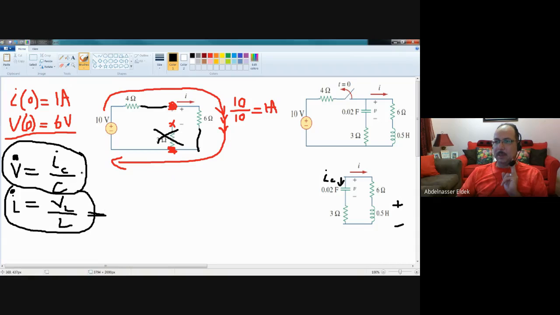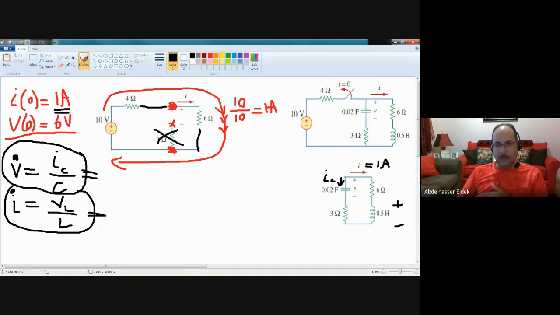Okay, so we need to calculate IC at time 0 and VL at time 0. IC equals what here? When you disconnect the switch, the current here was what? Was 1 ampere. So this is still 1 ampere for sure.